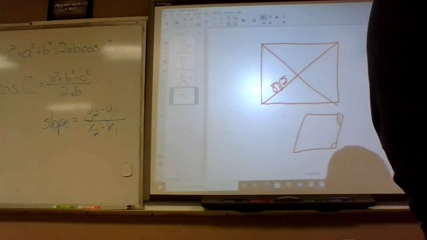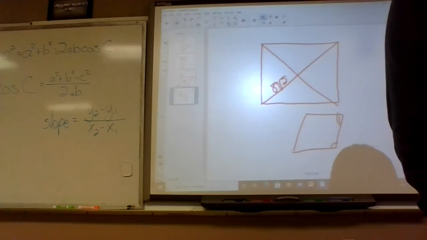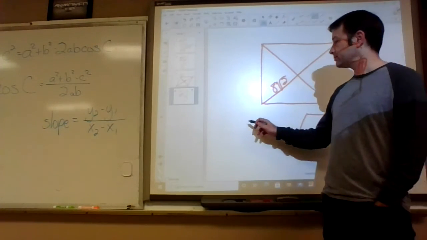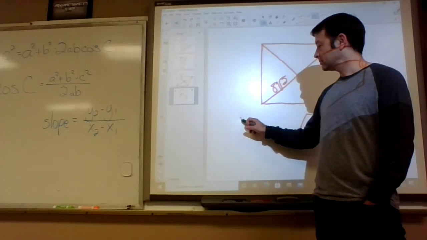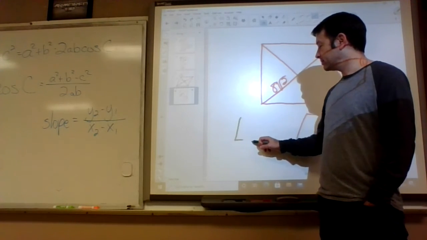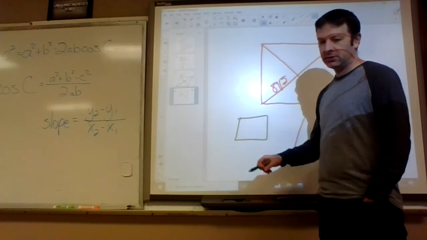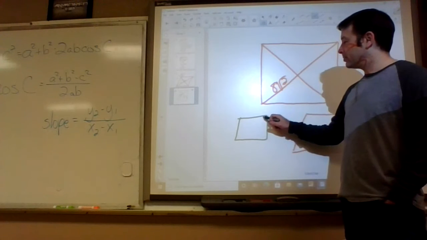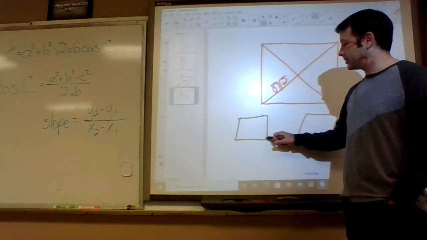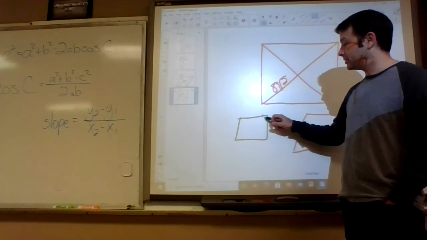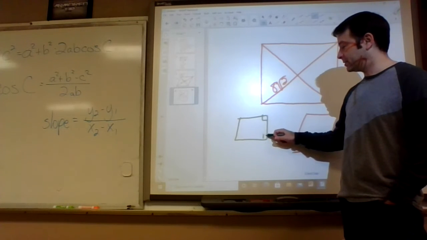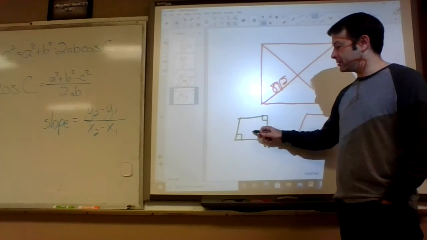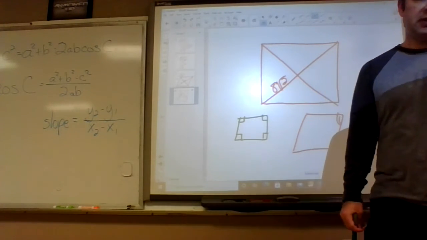Okay, 15. If you have consecutive congruent angles, does it have to be a rectangle? Do we know it's a parallelogram? Yes. If these two are congruent on a parallelogram, what do they have to be? 90, because they have to add to 180. They have to be the same. And if it's a parallelogram, opposite angles are congruent. So, yes, always.